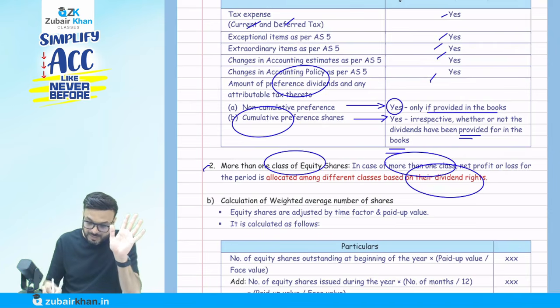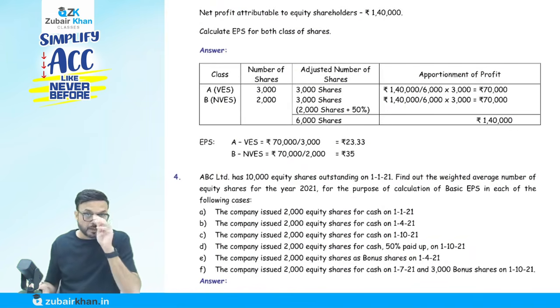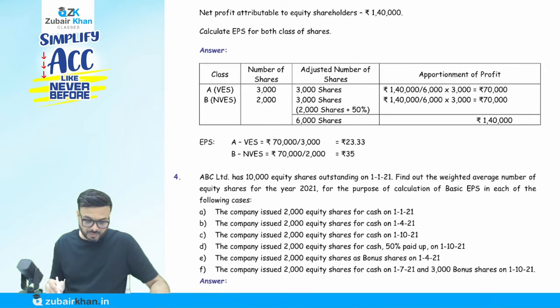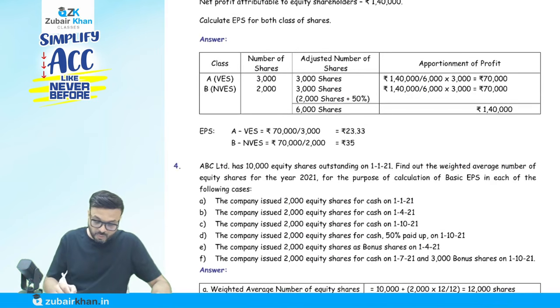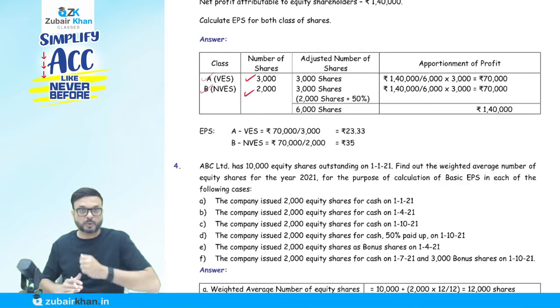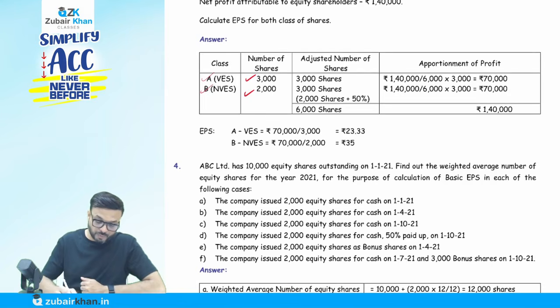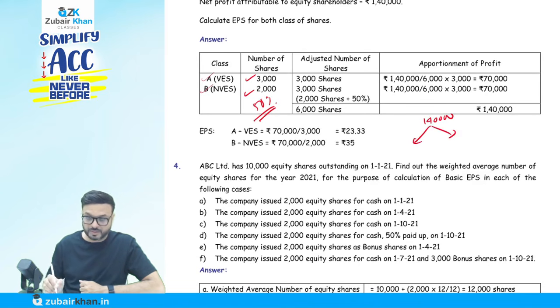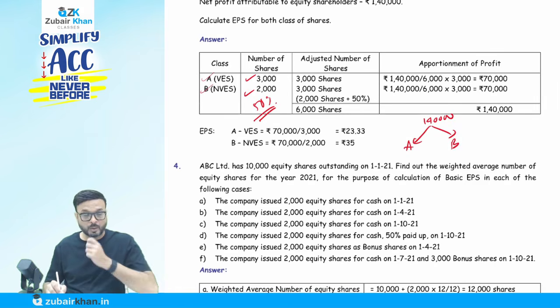Let's take an example. This is not so important from the examination point of view, but still, okay. There are two types of equity shares, A and B. A has 3,000 shares and B has 2,000 shares, but B has 50% more dividend. To allocate the total profit given in the question, that is 1,40,000, between class A and B, how do we allocate it?